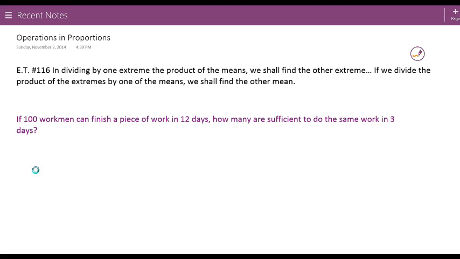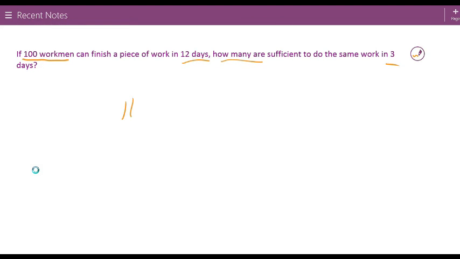Okay, but for this one we're going to be looking at workmen and days. Then again, how many? We're talking about workmen and days. So we're going to have 100 over 12 is equal to our unknown value, x, over 3. And now we can set that up and look at it as a compound fraction.